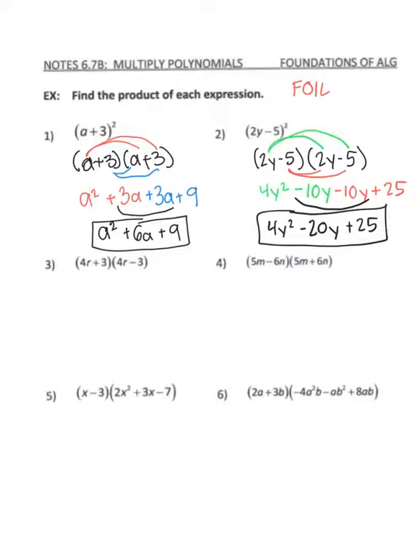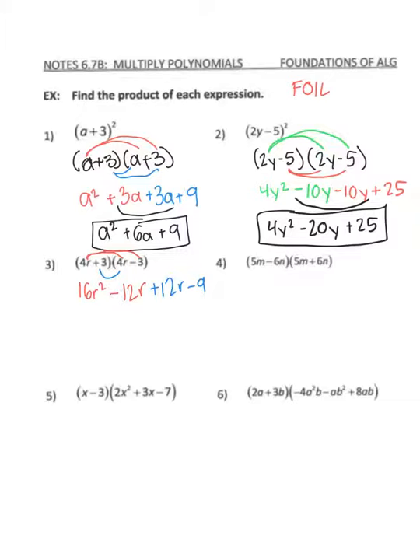Okay, number 3. This one is already set up, so I can FOIL. I have 4r times 4r gives me 16r squared. Then I have my outside terms. 4r times negative 3 is a negative 12r. Then my inside terms, I've got 3 times 4r, plus 12r. And my last terms, I get negative 9.